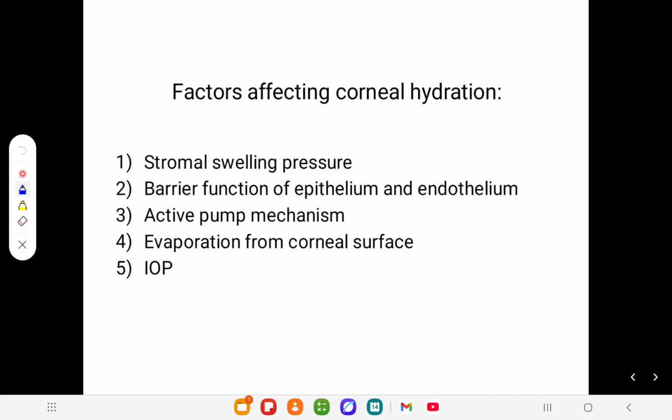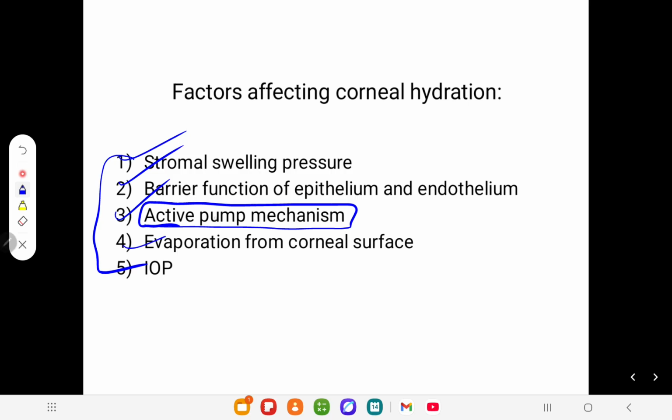So factors affecting corneal hydration, these are the five factors, is very important. Sometimes it comes into the exam as a long question, and you have to write all five points. One is stromal swelling pressure, and definitely it is directly correlated with IOP. Another is barrier function of epithelium and endothelium. Another is the elephant in the room, as I've already told you, which means the very important active pump mechanism at the endothelium, and evaporation from the corneal surface.